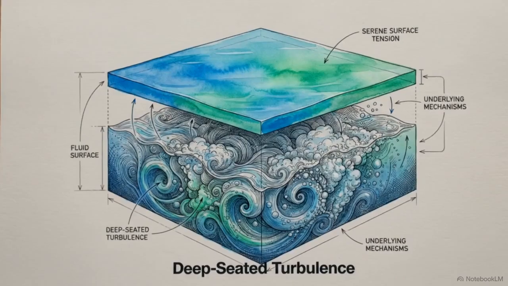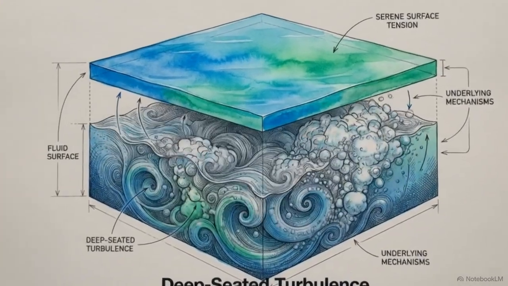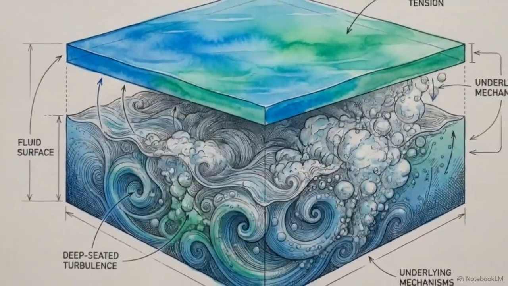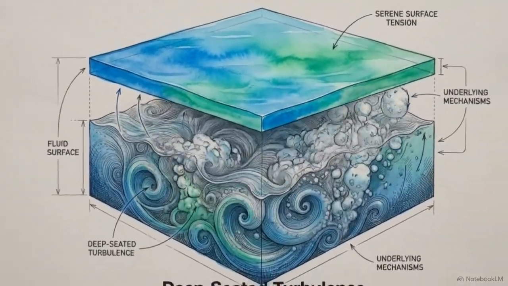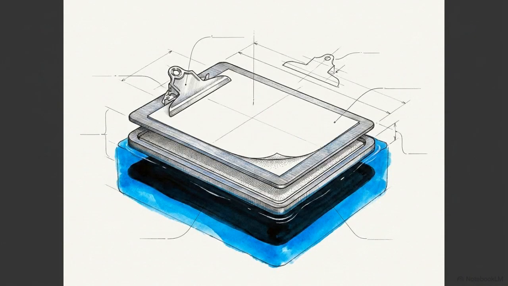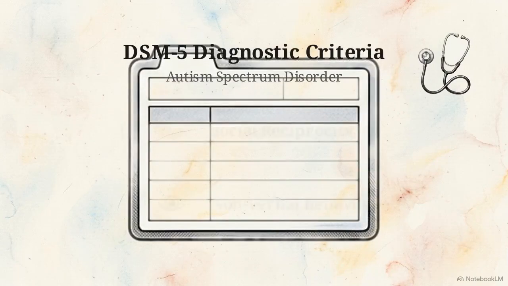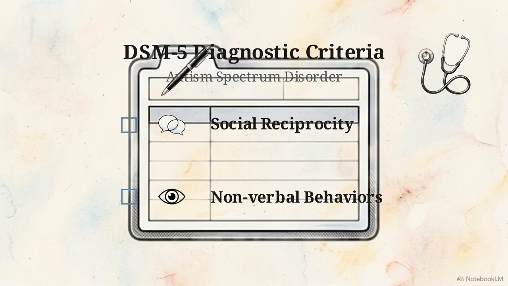From above, the surface of a body of water can appear perfectly still, but drop just a few inches lower, and the currents are churning violently. For decades, the psychiatric field has viewed adult autism from the surface. Standard clinical assessments rely heavily on observing external, visible deficits to determine a diagnosis. Clinicians look for specific behavioral markers defined in the DSM-5, such as deficits in social reciprocity or abnormal eye contact.